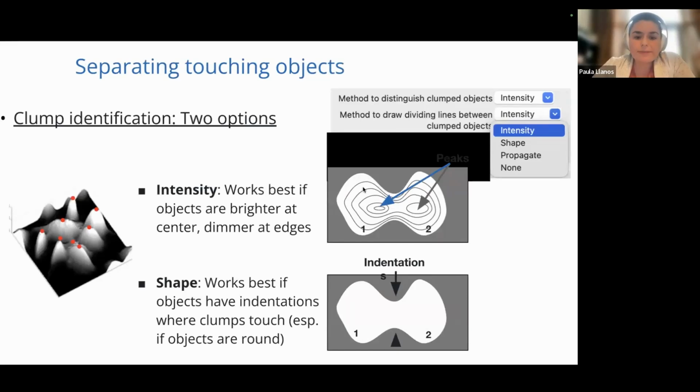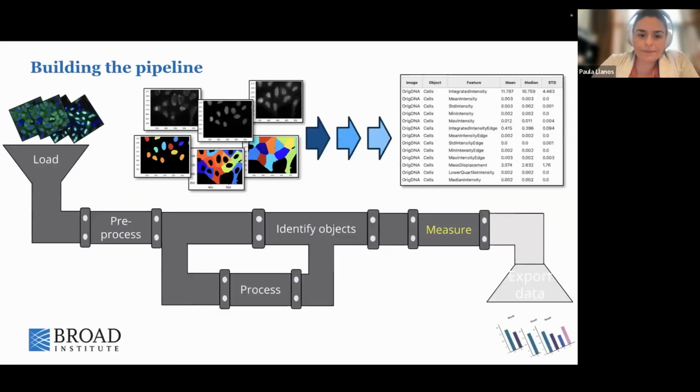Those objects can be separated or declumped based on the intensity and also based on the shape. So you can also set, for example, in general for nuclei, because they have a very defined shape, you can maybe try that mode.